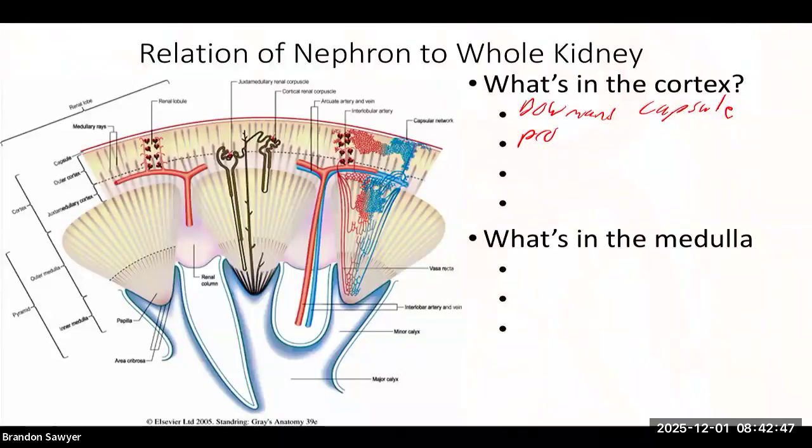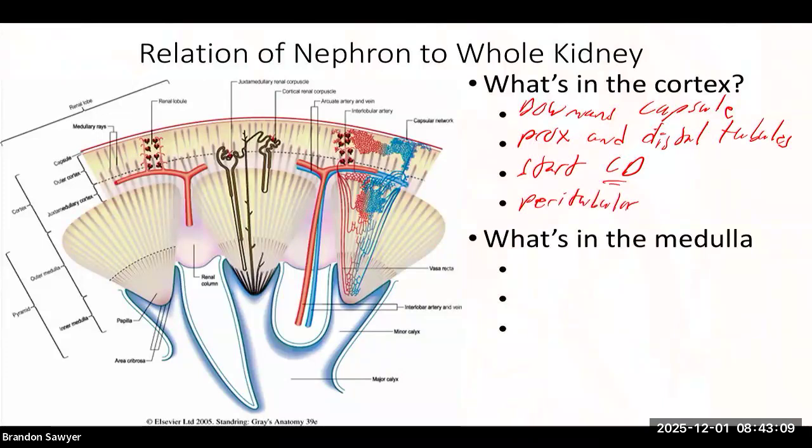We'll have the proximal and distal tubules. All right, we'll have the start of the collecting duct, or the top of the collecting ducts, CD, and then we'll have those paratubular capillaries. Okay, so those are the capillary beds that are surrounding the proximal and distal tubules. Okay, and then down in here, the rest of this is the medulla.